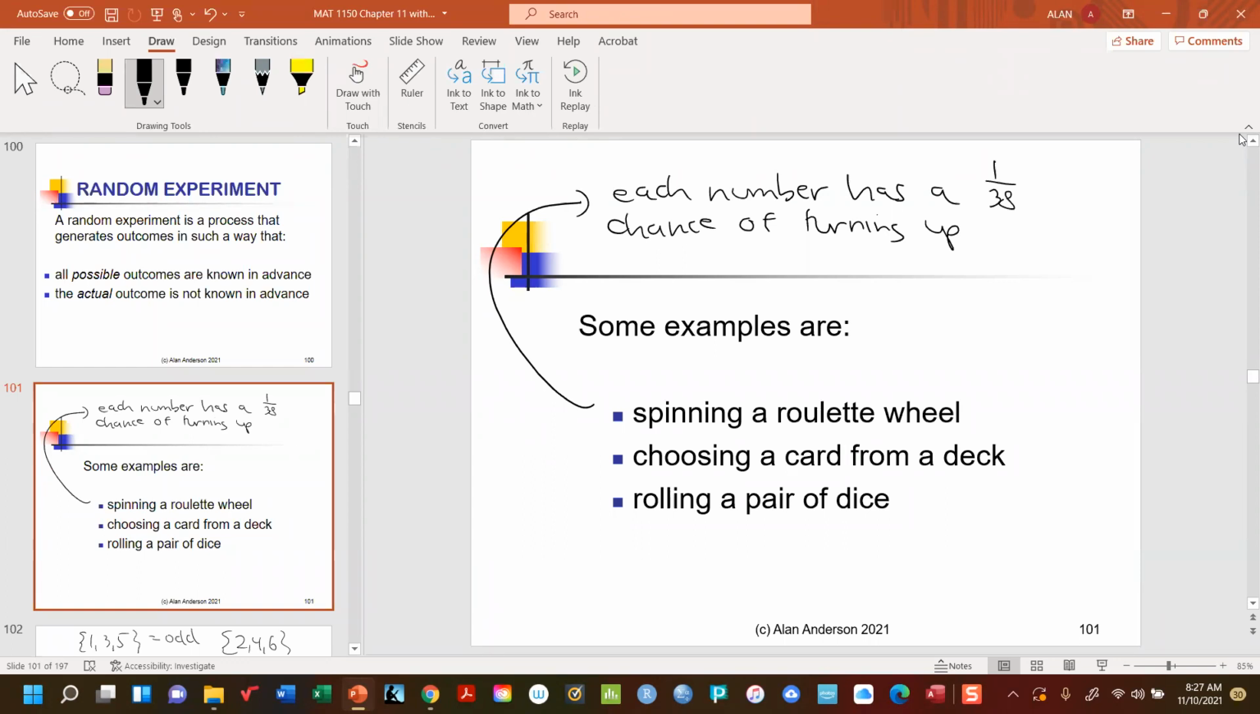What about choosing a card from a deck? Same thing. It's a randomly shuffled deck of cards. There's 52 cards in the deck. Each one has a 1 out of 52 chance, it's not percent, sorry, 1 out of 52 chance of being selected. So each card has a 1 out of 52 chance of being selected.